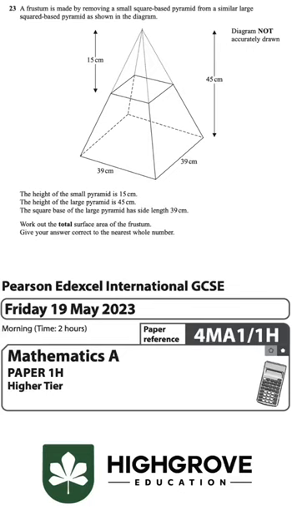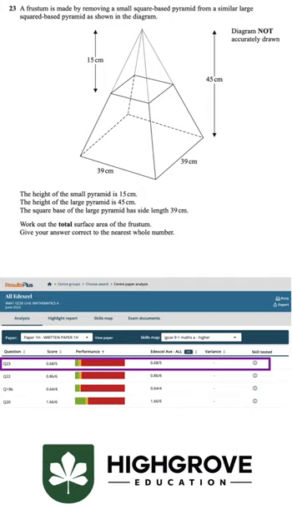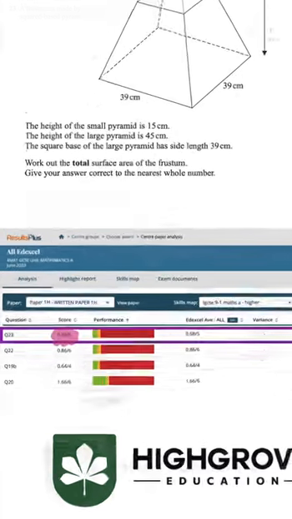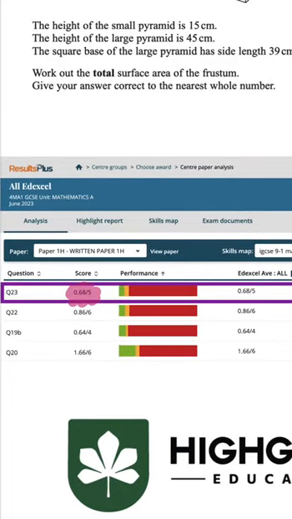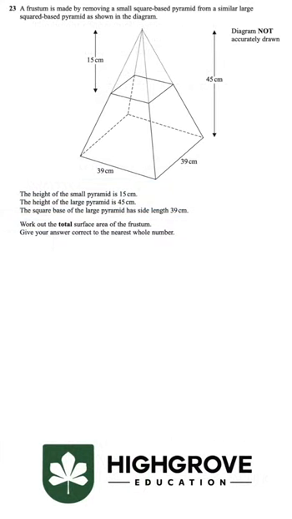Let's look at the trickiest question on this Paper 1H, the IGCSE paper from May 2023. It was question 23. This was the hardest question on the paper. You can see that most candidates scored less than 1 mark on average, so most people scored 0 on this particular question. Let's see if we can solve it.